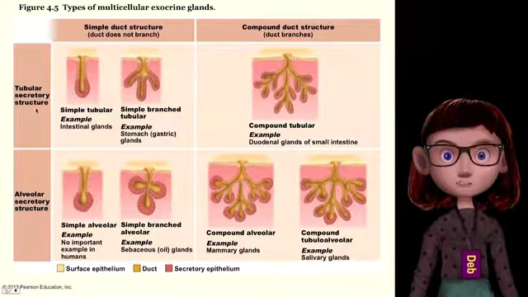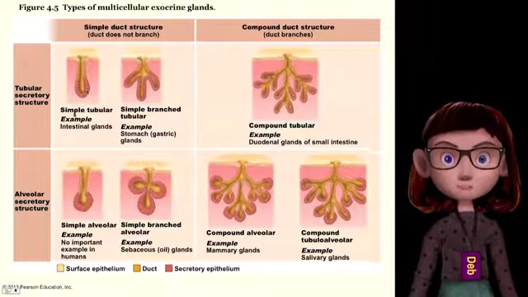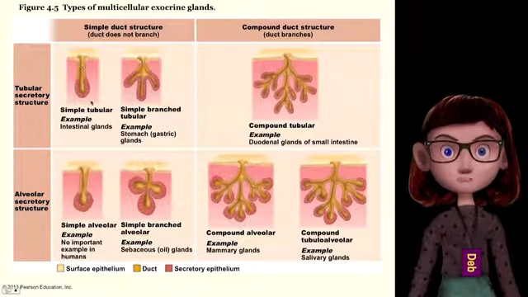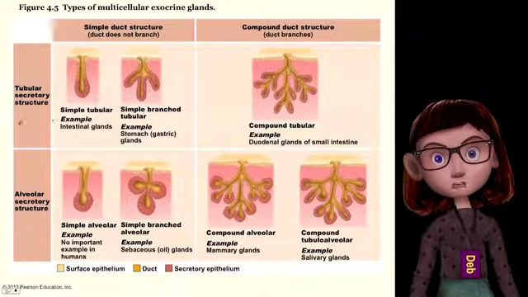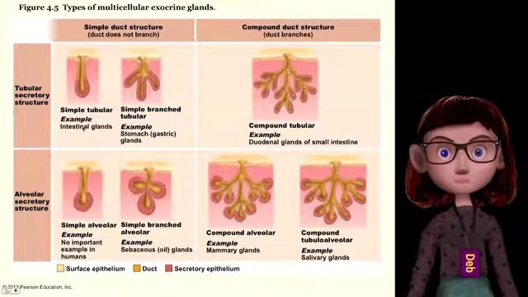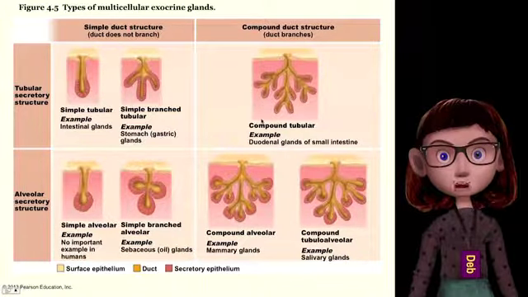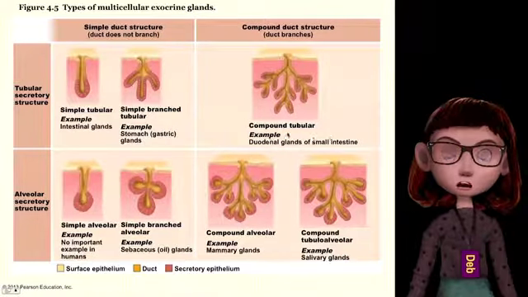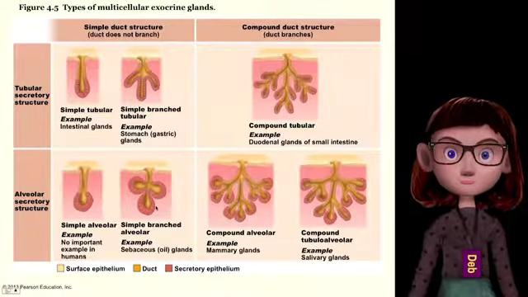Tubular secretory structure is exactly as it would sound. It's a tube. And if it's not branched, it's just a tube. If it's branched, it has branches. Where do we find tubular secretory structures? The gastric glands, the intestinal glands. Here is a compound tubular. Where do we find that? This would be in the duodenal glands of the small intestine. The duodenum is the very first part of the small intestine.